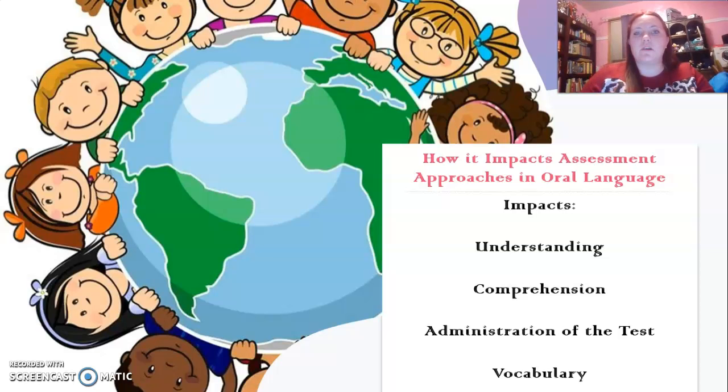This also includes comprehension. Basically, the question would be: are students understanding what is being asked of them? If a student is reading a passage and must answer questions that go with the passage, they might not understand it. As mentioned, they might not be able to comprehend it. This can be an issue for students with any type of dialect.